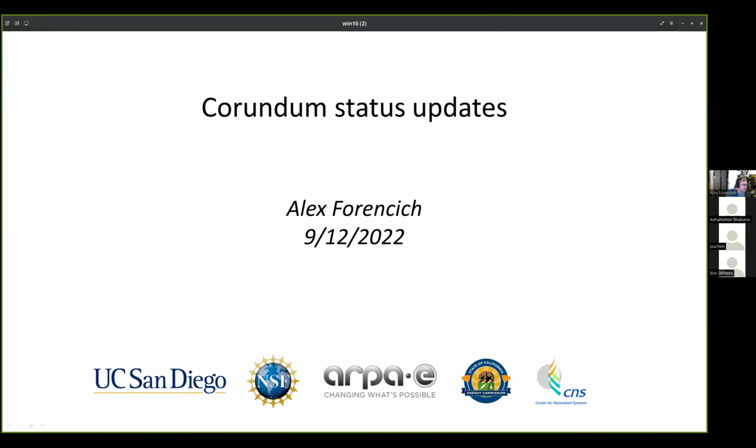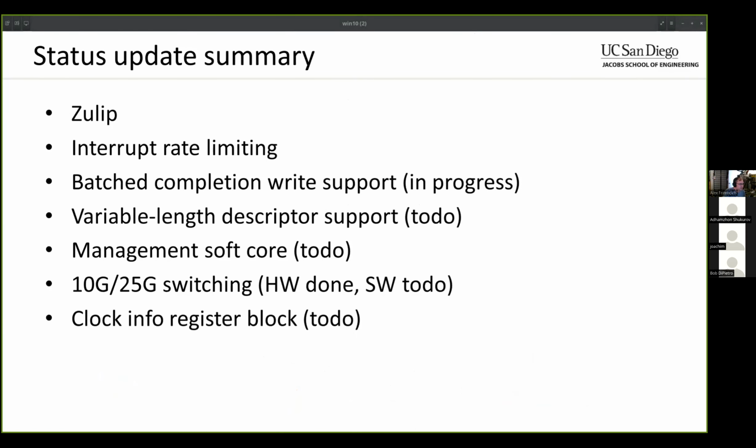Today, I just have a few status updates. Just a couple words on the Zulip migration. Over the last week, I did some work on basic interrupt rate limiting, just to see what that does to performance, see if that improves much of anything. And then the main other thing is the batch completion write support that I'm still working on. Still haven't gotten all of the kinks worked out of it yet, but I'm getting close. And then everything else is kind of carryover stuff from before, right? The variable descriptor support, management software, and whatnot. So let's go over this stuff real quick.